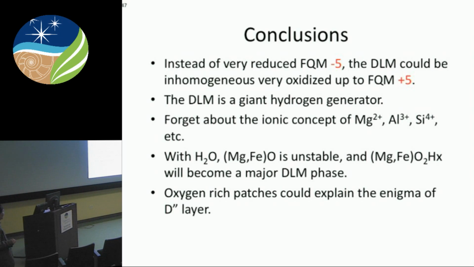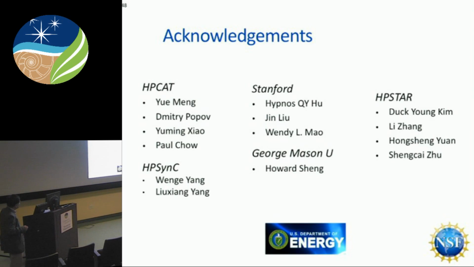Then you may have some very oxygen-rich patches in the deep lower mantle. And when this thing comes up, you will cause some catastrophic event, or some great oxidation event or something like that, which can cause a major change in the mantle dynamics and also the environment on the surface. Okay, so the acknowledgement: most of the work was done at HPCAT, with the help of the HPSync and GL group at APS, and also in collaboration with Stanford, George Mason University, and HPSTAR, where we have a postdoc, two students, and staff from HPSTAR in China. Thank you very much.